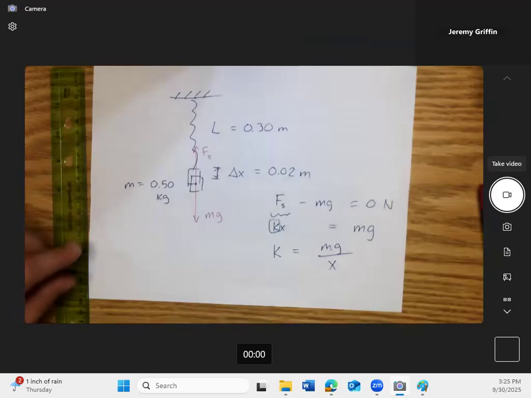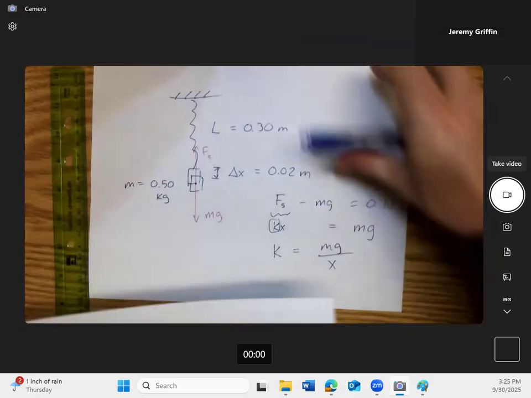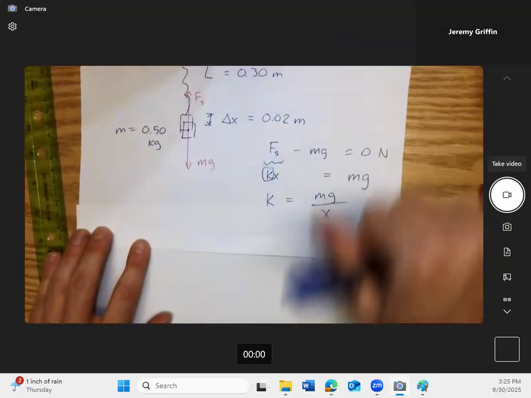Kind of running out of room there. Yeah, more paper. Okay. All right, you guys following so far?